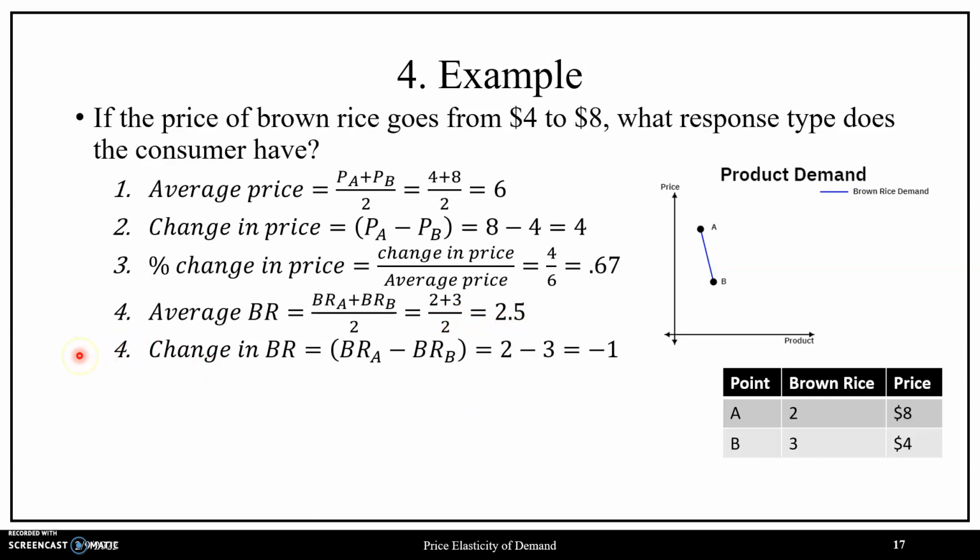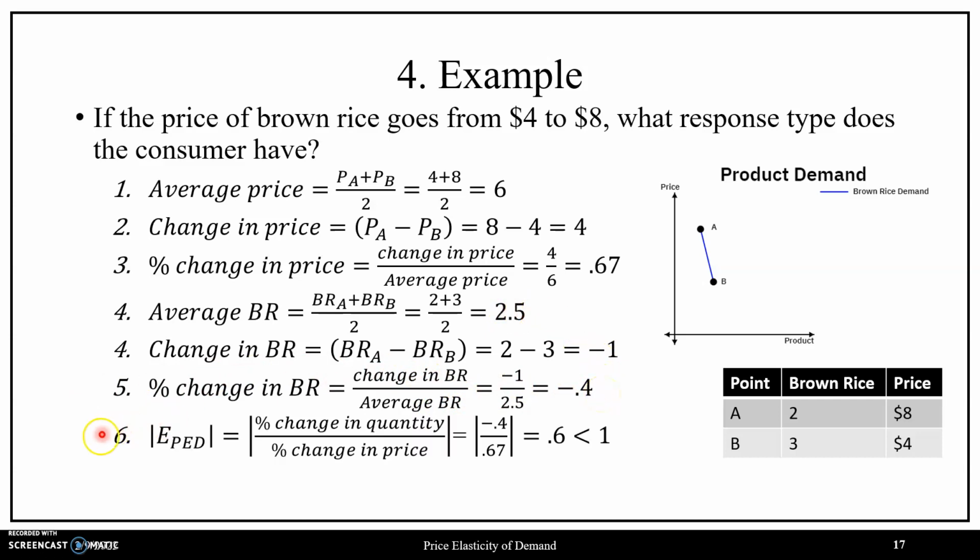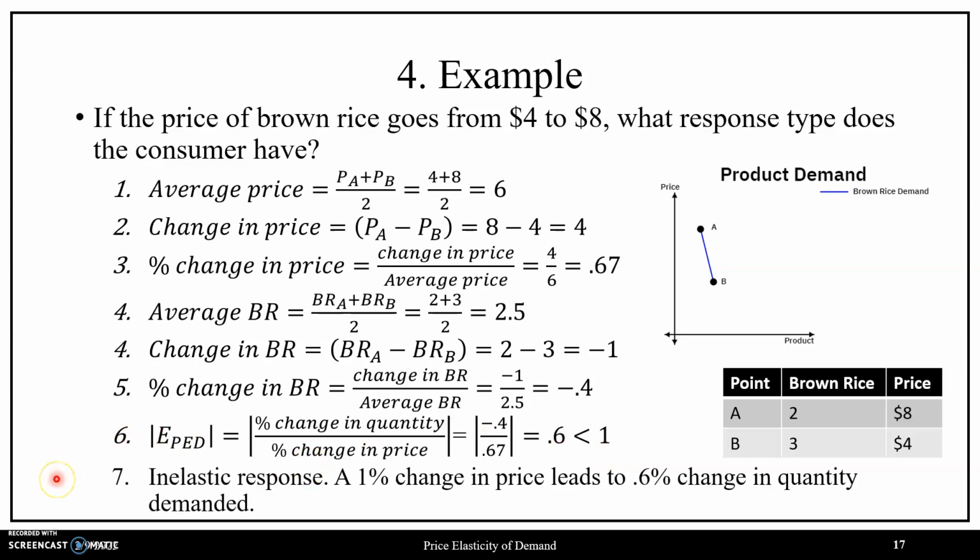Now finding the change in brown rice, this is going to be point A minus point B, or 2 minus 3, giving us a value of -1, such that when we construct the percentage change in brown rice, this is going to be the change divided by the average, -1 divided by 2.5, giving us a value of -0.4, so that when we construct our price elasticity of demand, -0.4 divided by 0.67 gives us a value of 0.6 in absolute value, or since it's less than 1 in terms of interpretation, it's an inelastic response where a 1% change in price leads to a 0.6% change in quantity demanded.